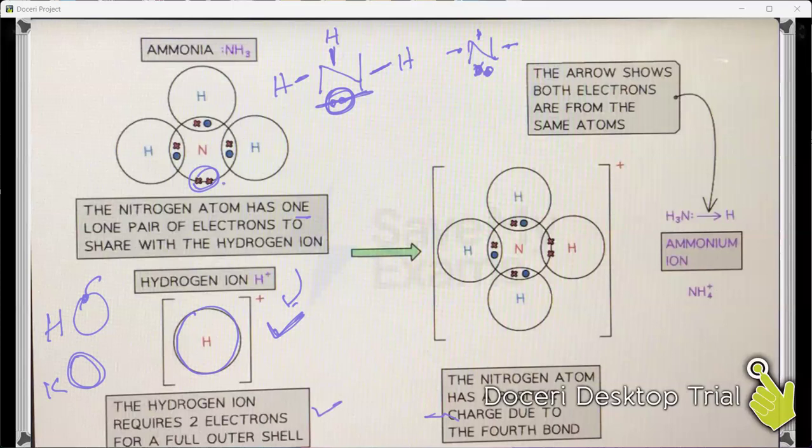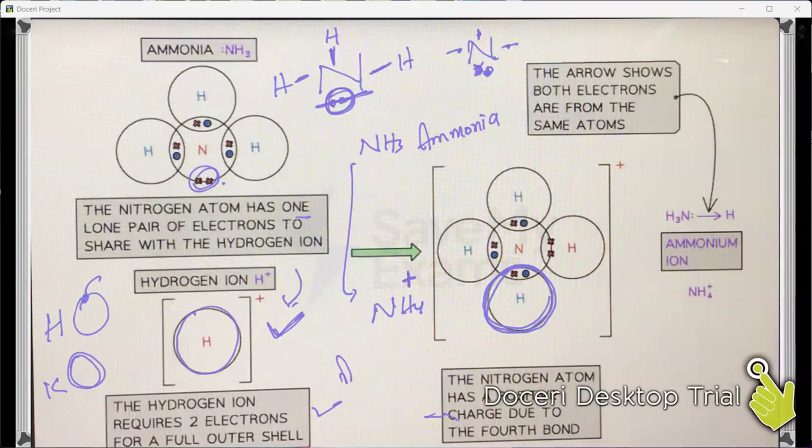So what this nitrogen is going to do is welcome this hydrogen, and this hydrogen will receive these 2 electrons from the nitrogen. And this NH3 compound will be changed to NH4. From ammonia, this will be changed to ammonium. So this is a very common example of a coordinate covalent bond. Are we clear about it?